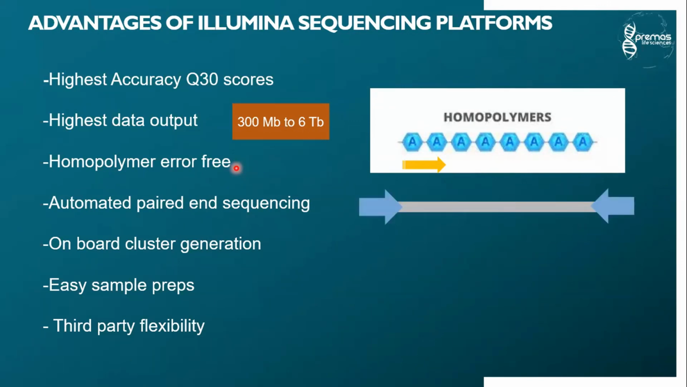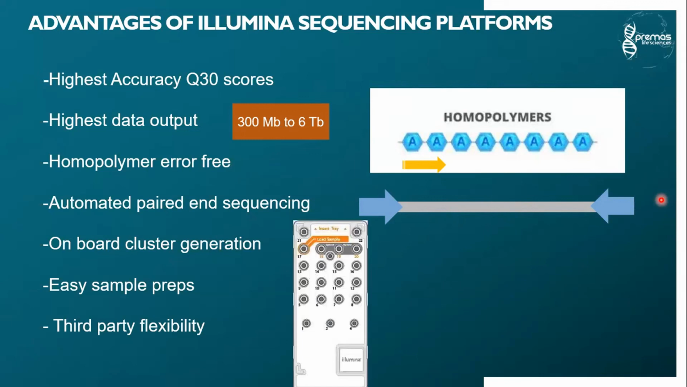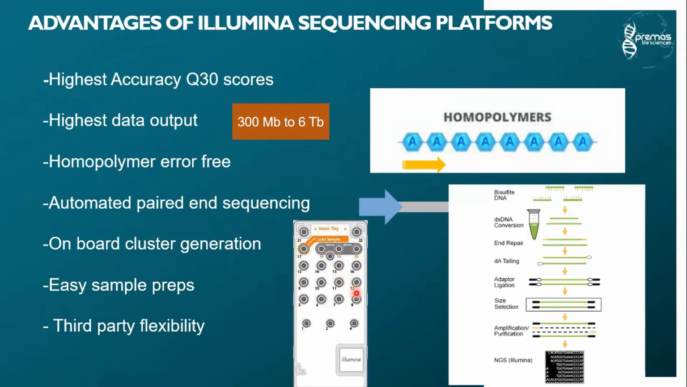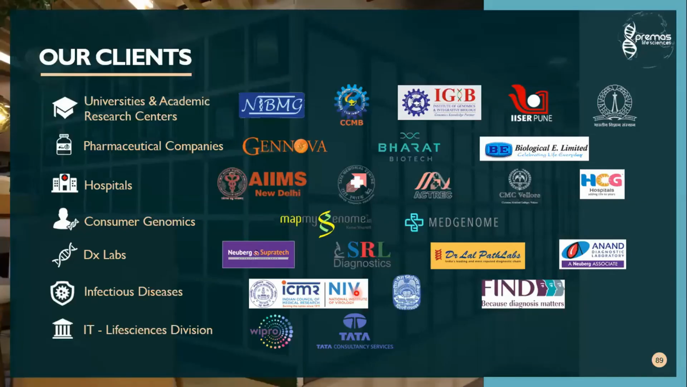Automated paired-end sequencing means it does sequencing from both ends, left to right and right to left. Onboard cluster generation is another advantage, where once your libraries are prepared, you can directly put them on the system for sequencing. There won't be any need for a robot or chef. Libraries go directly onto the system, with easy, simple preps, and the third-party flexibility which I told you earlier.